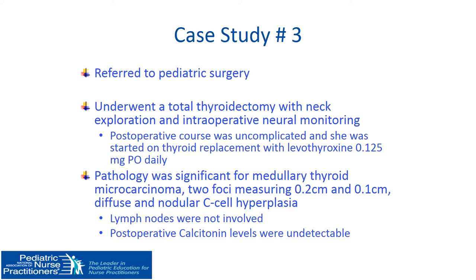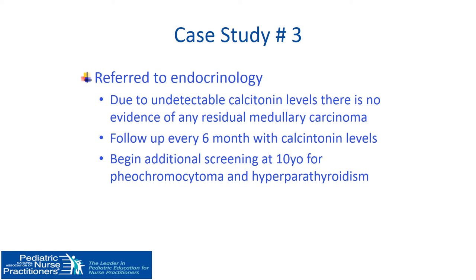Her lymph nodes were not involved, and her postoperative calcitonin levels were undetectable. So she was referred to pediatric endocrinology. Due to undetectable calcitonin levels, there was no evidence of residual medullary carcinoma anywhere else in the body. She's going to follow up with calcitonin levels, and she'll also follow up with ultrasound as well. And she'll begin additional screening for pheochromocytoma and hyperparathyroidism when she's 10 years old, based on the guidelines. So it's a good thing we proceeded with her surgery.